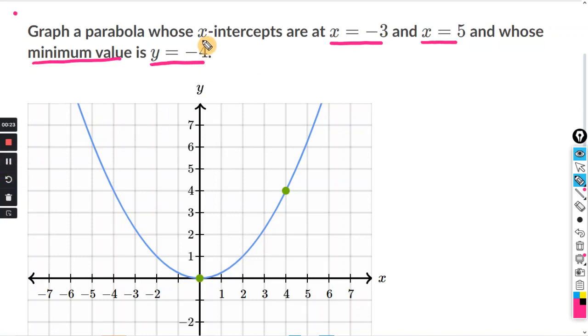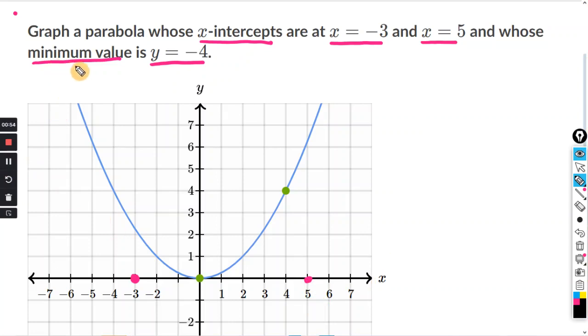We know that the x-intercepts are going to be where the curve meets or crosses the x-axis. Before I click on these points here and drag the graph into place, I'm going to draw these points on the graph. X equals -3 on the x-axis, and x equals +5 on the x-axis.